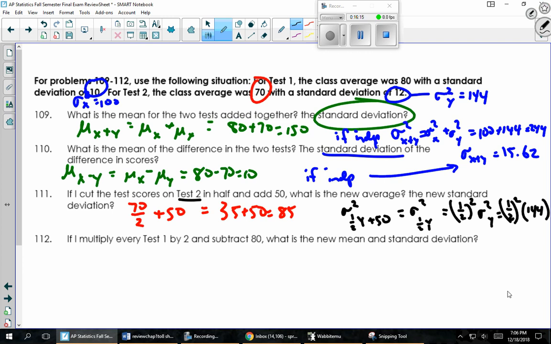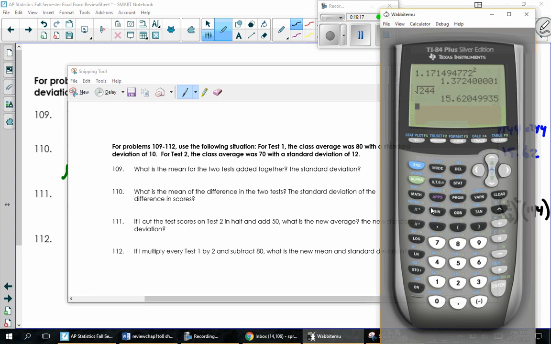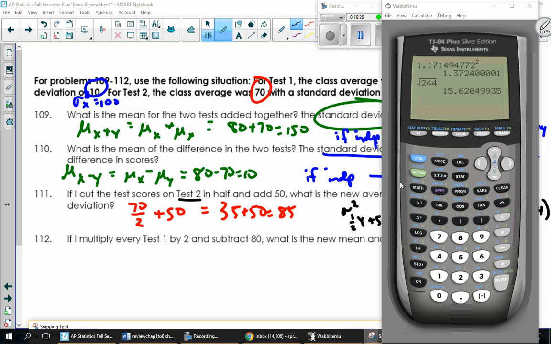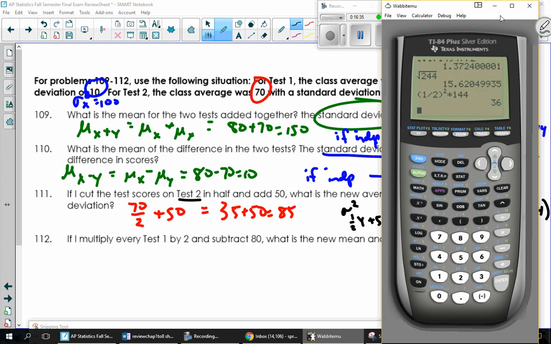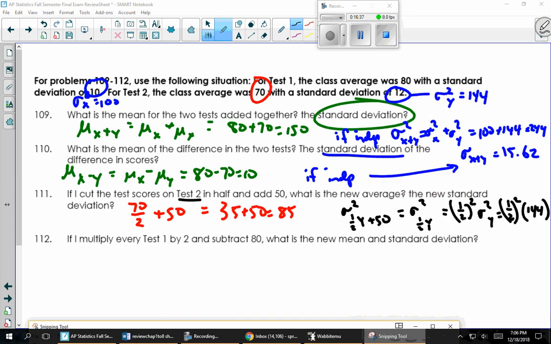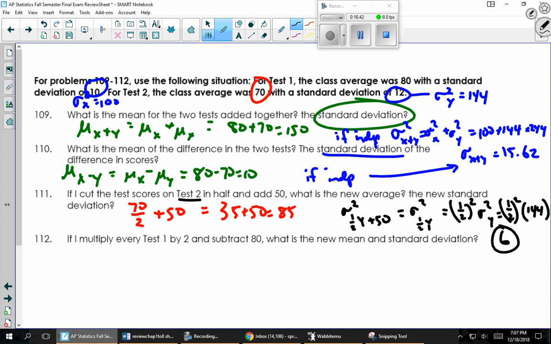So I'll grab my calculator and go 1/2 squared times 144. That's my new variance. So my new standard deviation is the square root of that, which is 6. Now some of you guys will correctly note that that's just half of my old standard deviation, and you can absolutely work it out like that. I prefer to work with variance.